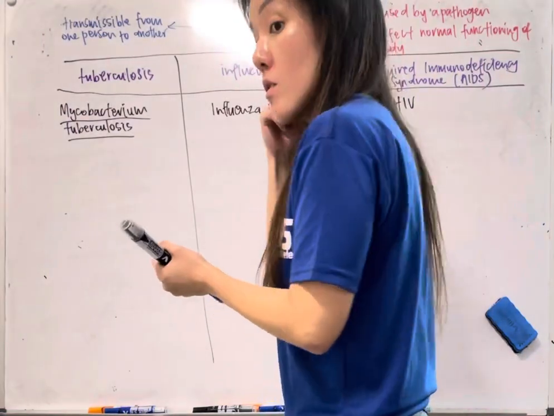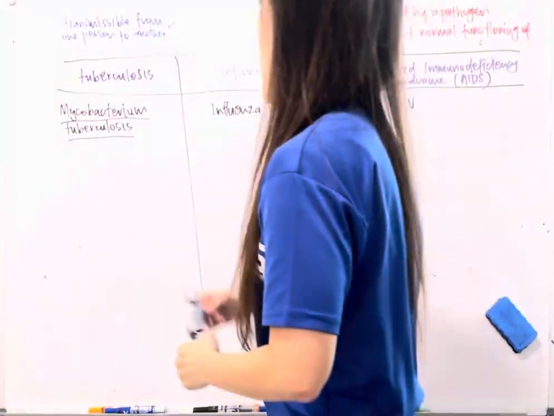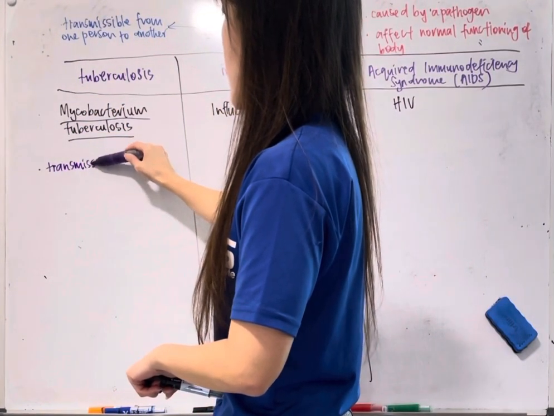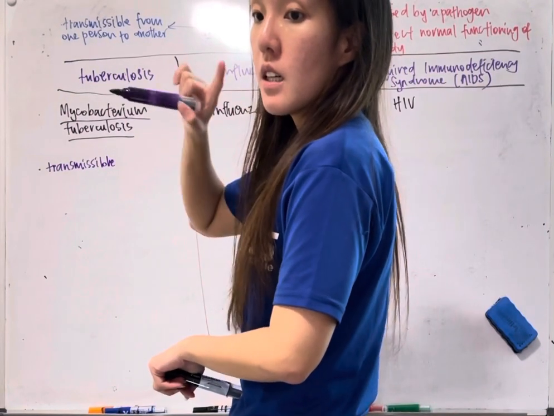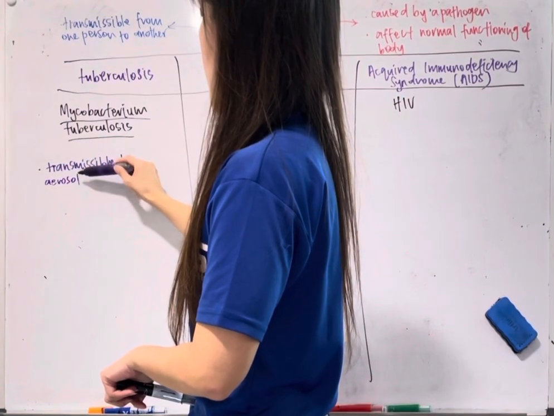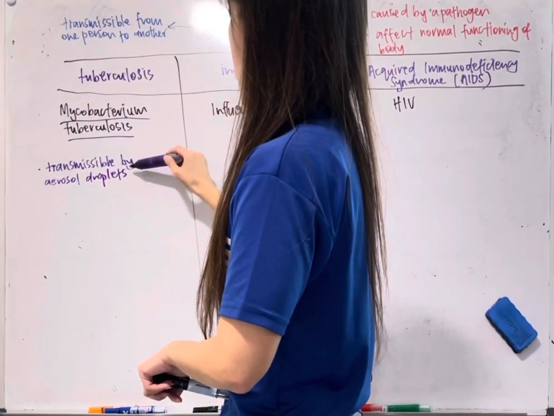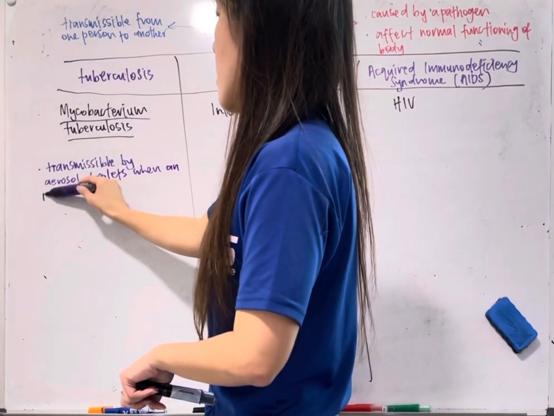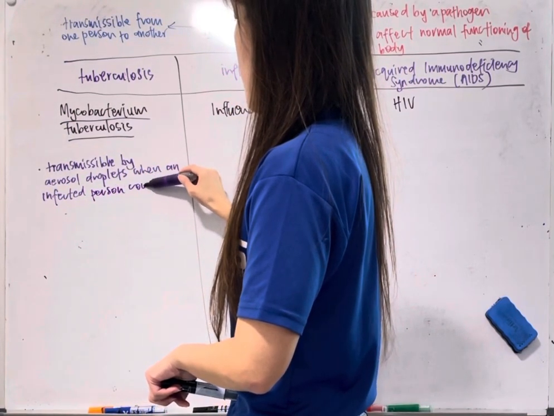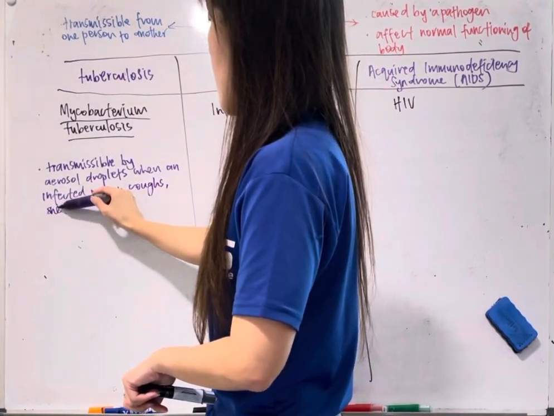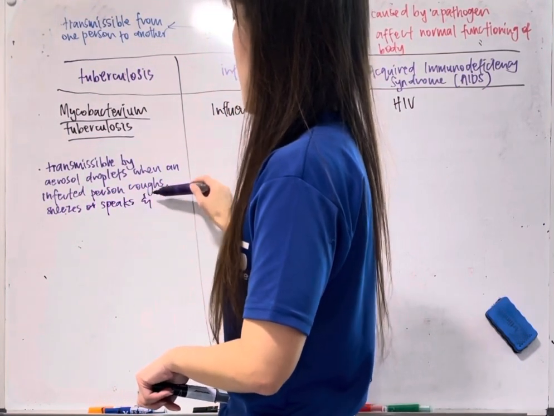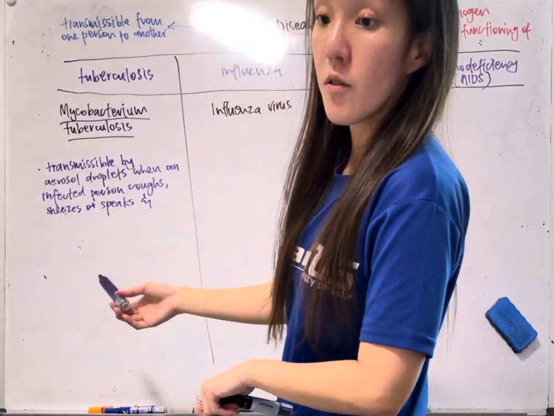Next one, do take note, how do we actually transmit? The key thing that we always write is that this is transmissible by aerosol droplets. Do not stop here. We always need to elaborate, and this is always what we write for the exam: when an infected person coughs, sneezes, or speaks, and the droplets are inhaled by an uninfected person.